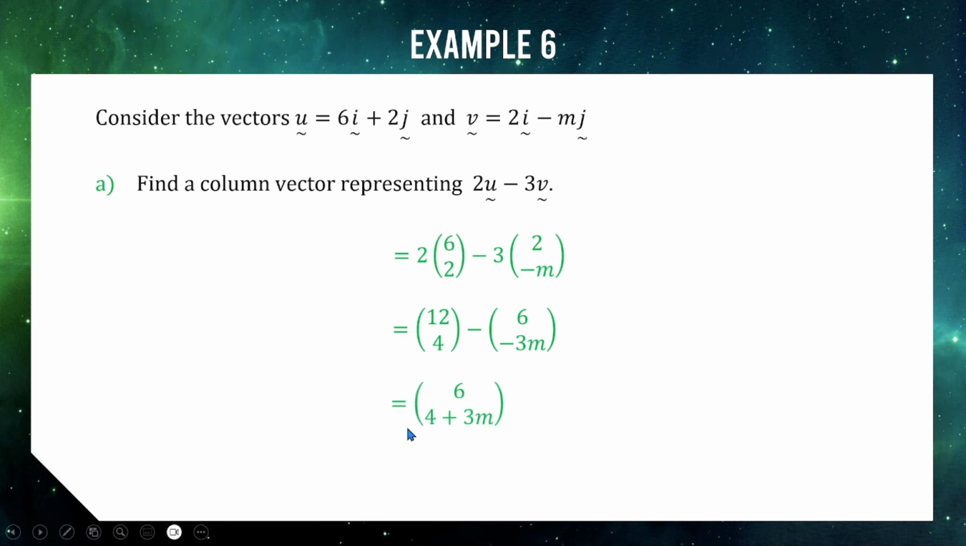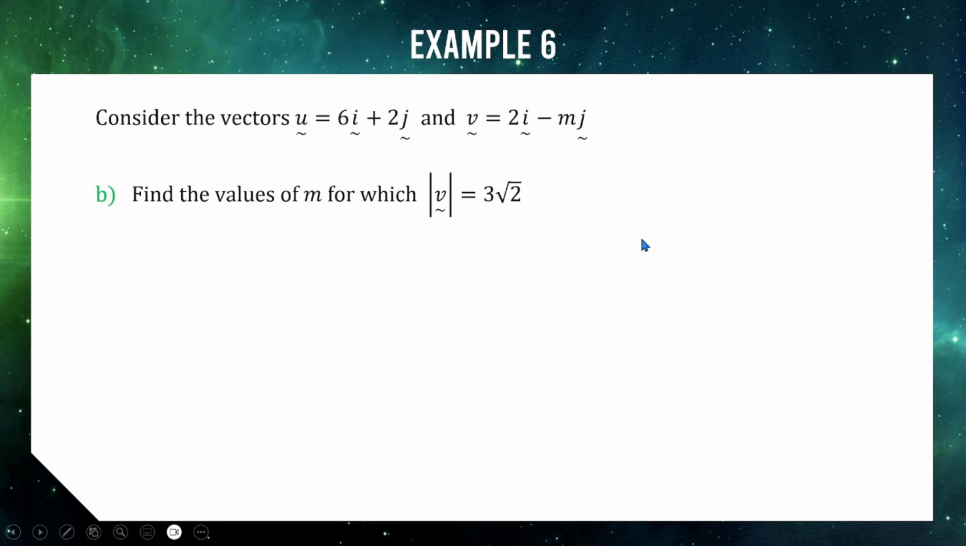So 6 on the top, 4 plus 3m on the bottom. And that is our column vector representing 2u minus 3v. We did it. Amazing.